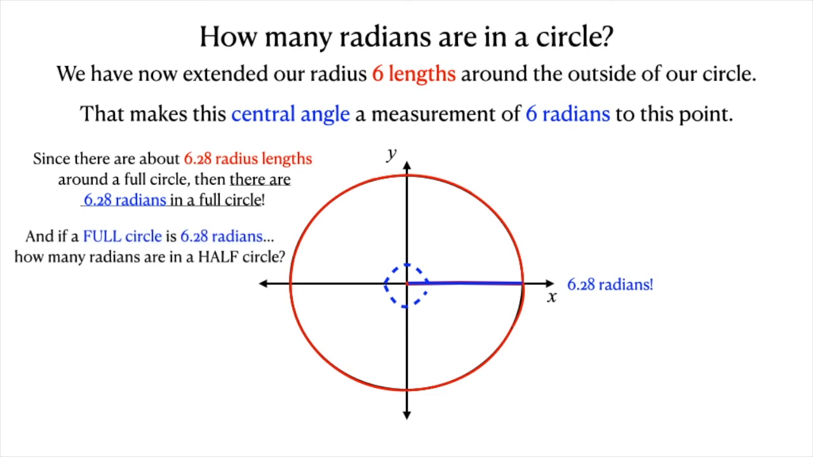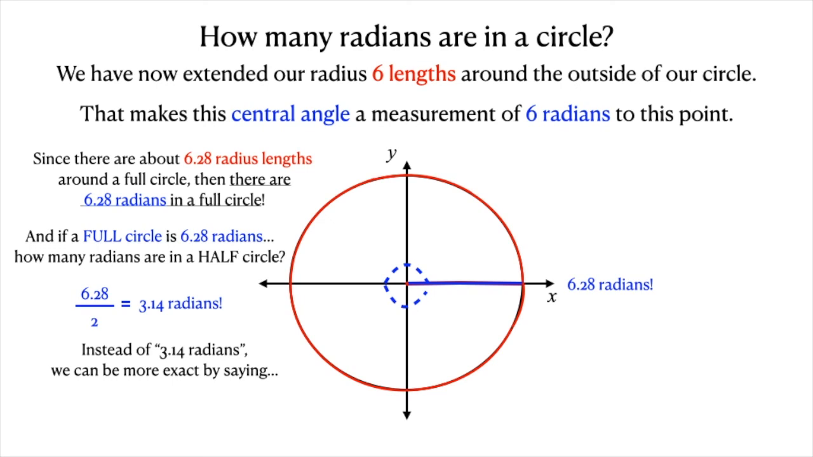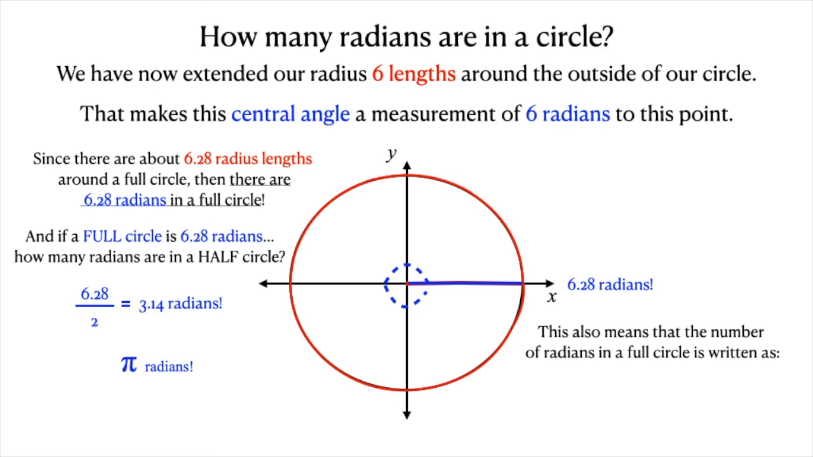And if a full circle is 6.28 radians, how many radians are in half of a circle? We can do that simple math here, right? If we divide it by 2, that's 3.14 radians. And of course, there's another way to write this. Instead of writing 3.14 radians, we can be more exact by saying that's pi radians. This also means that the number of radians in a full circle is written as 2 pi radians.